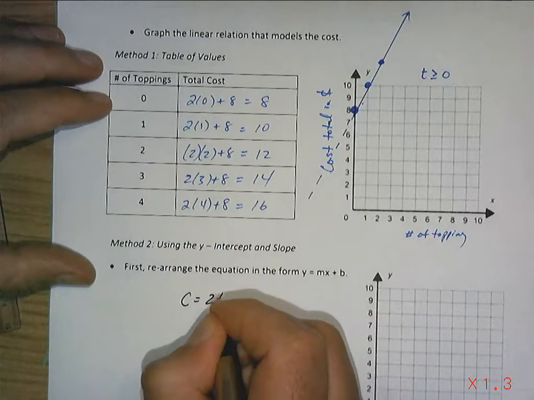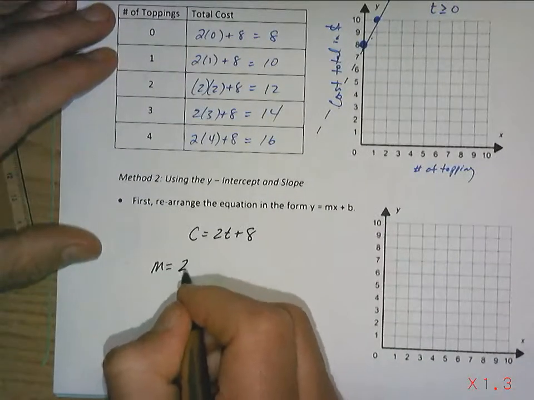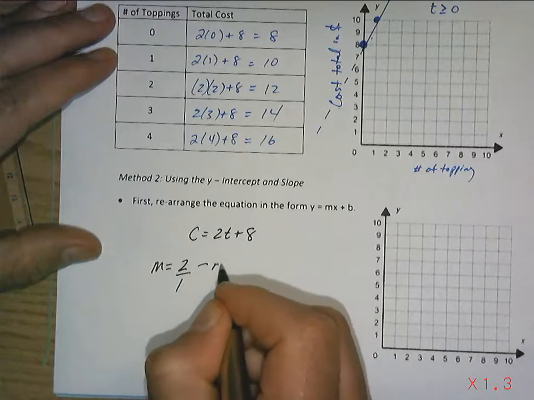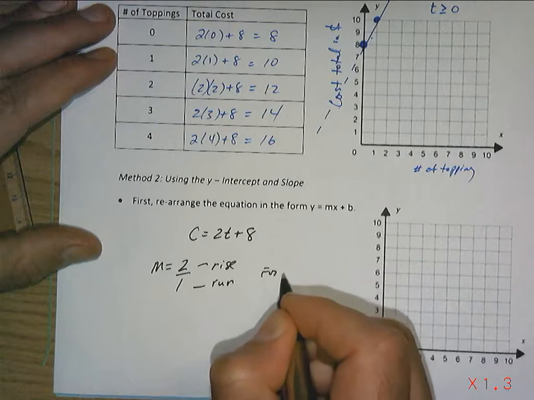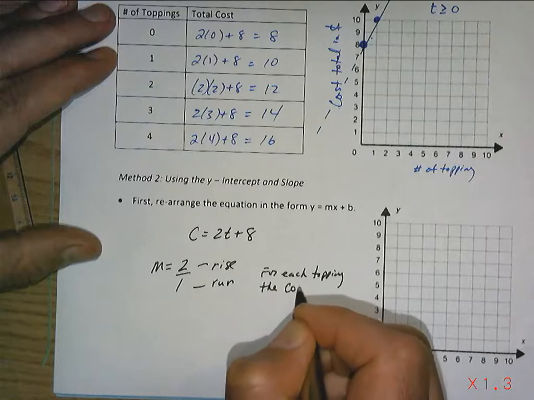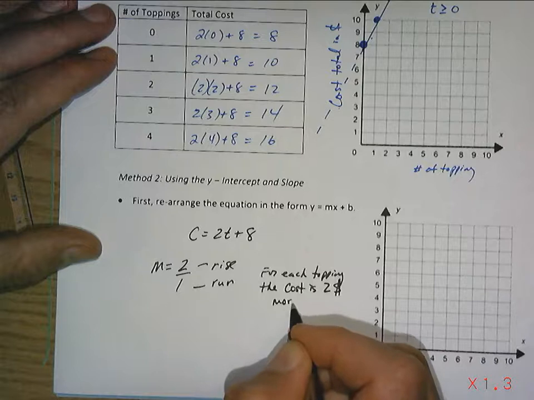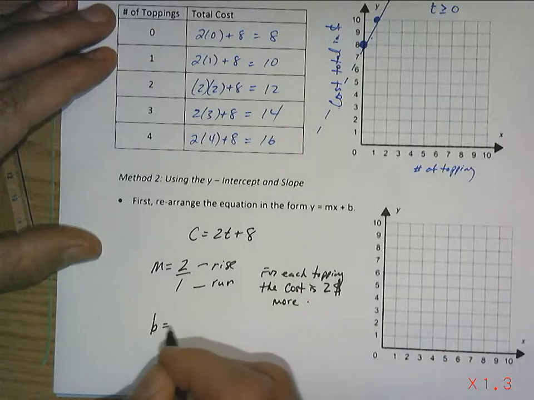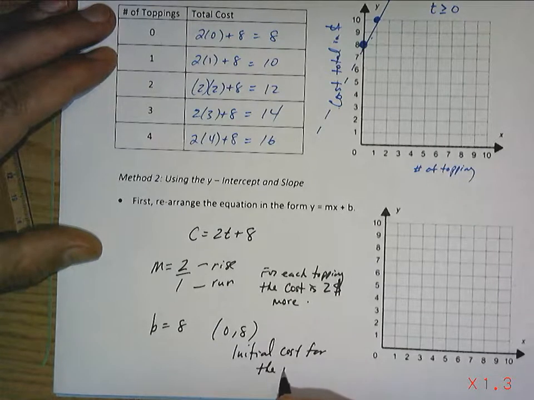Okay, down here, using the y-intercept, this is pretty silly. C equals 2t plus 8. If you had written it in that form, you would rearrange it first. So your slope is 2 over 1, which is rise over run, which means for each topping, the cost is $2 more. And your B value is 8, which is the initial cost for the pizza.